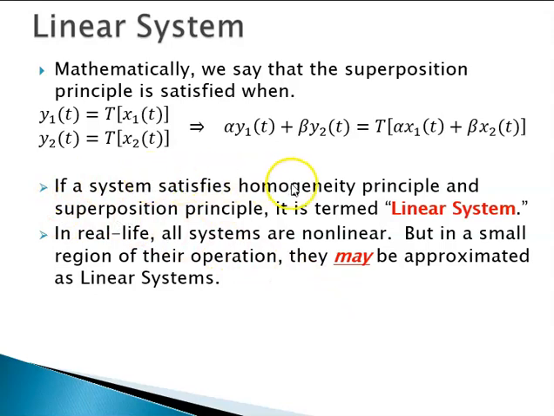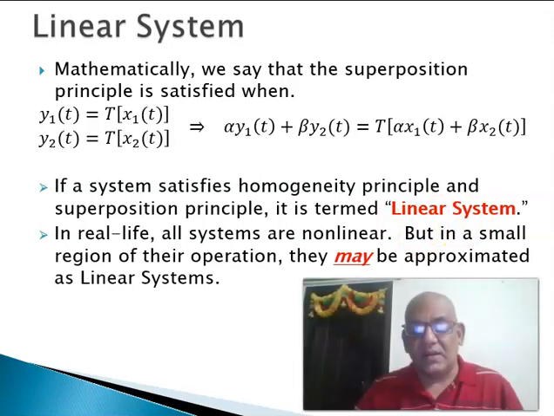If a system satisfies both homogeneity and superposition principle, then we call it a linear system. In general, we notice that real life systems are all non-linear. They are not linear. But in a small region of their operation, they may be approximated as linear systems. And thus we study linear time invariant systems. And we will see what this time invariance is in a little while.